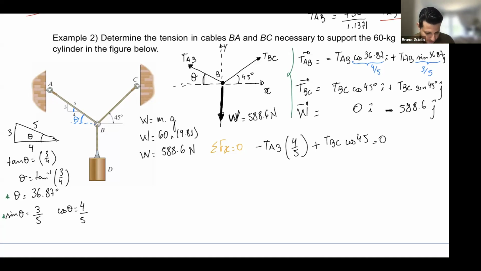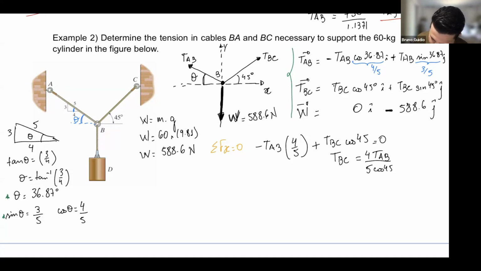Okay? Can I just write T_BC as 4 T_AB over 5 cosine 45?